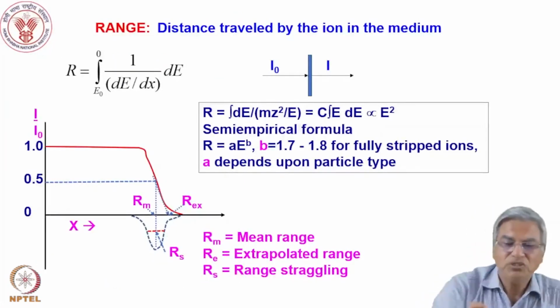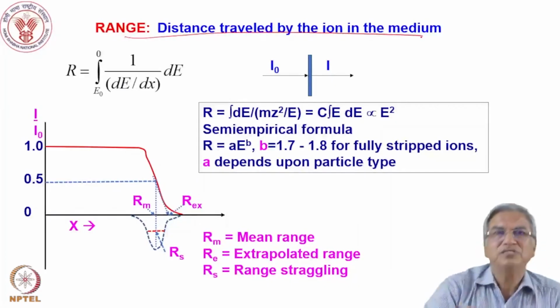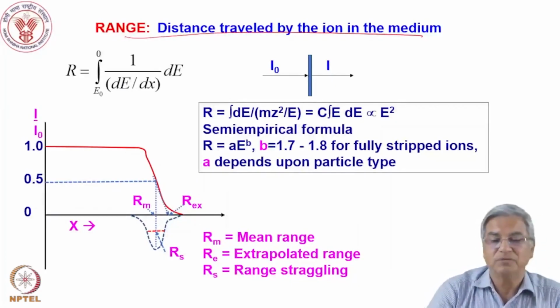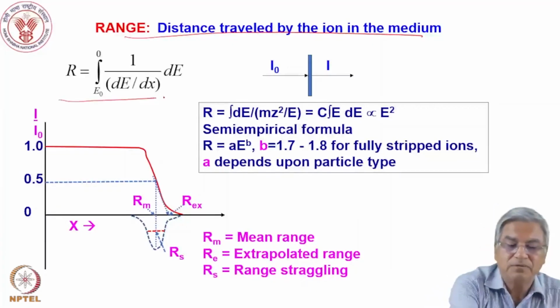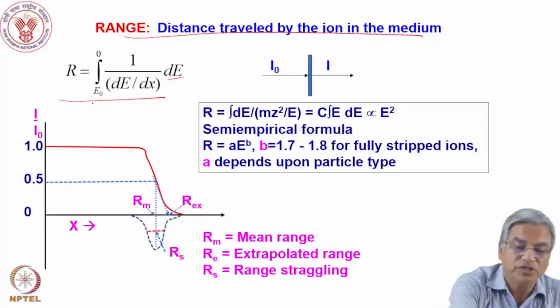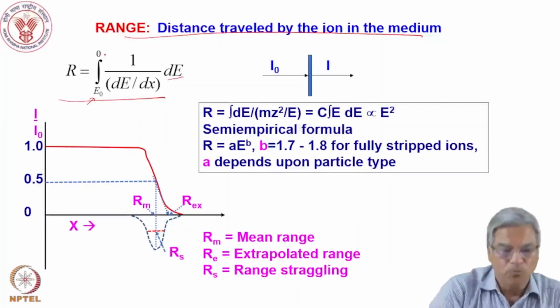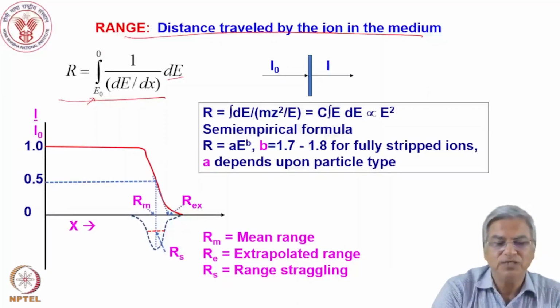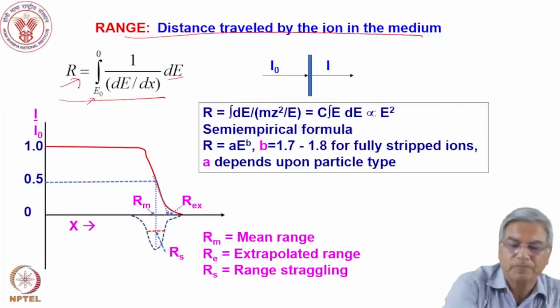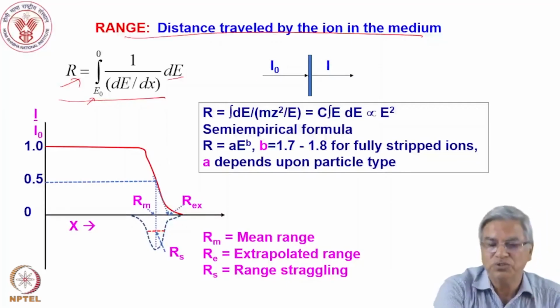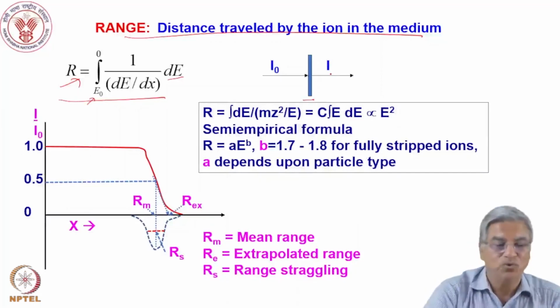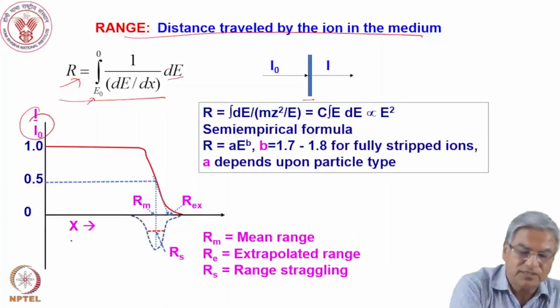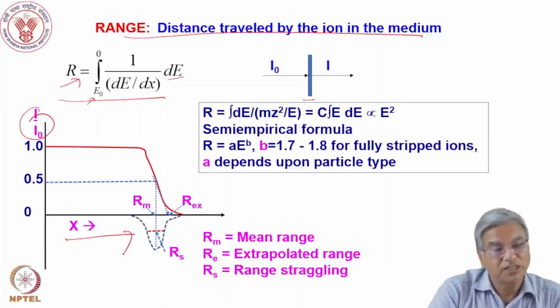And lastly, the range of the ion, how much distance the ion travels in the material, can be calculated by the integration of 1 by stopping power over dE, from the initial E0 down to E equal to 0. So the integral of 1 by (dE by dx) dE gives you the range. And simply you can do an experiment with an initial intensity I0 passing through a small thickness. If you measure I and I0, then the plot of I by I0 versus the distance traveled gives you what is called the transmission curve.